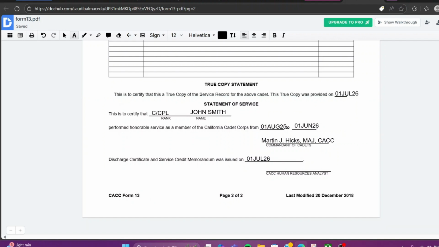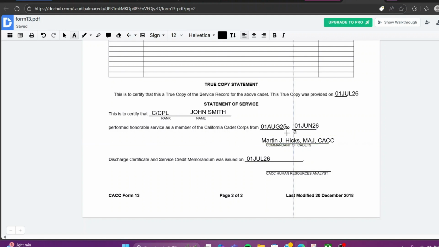And you will put the rank abbreviated, so corporal is C/CPL, and then the name of the cadet. Now, if the cadet has a middle initial, you would put that between the first and last name. The two dates here are to represent the dates that the cadet served in Cadet Corps. So in this example, this cadet only served one school year from the 1st of August 2025 to the 1st of June 2026, and it will be signed by the Commandant of Cadets right here.